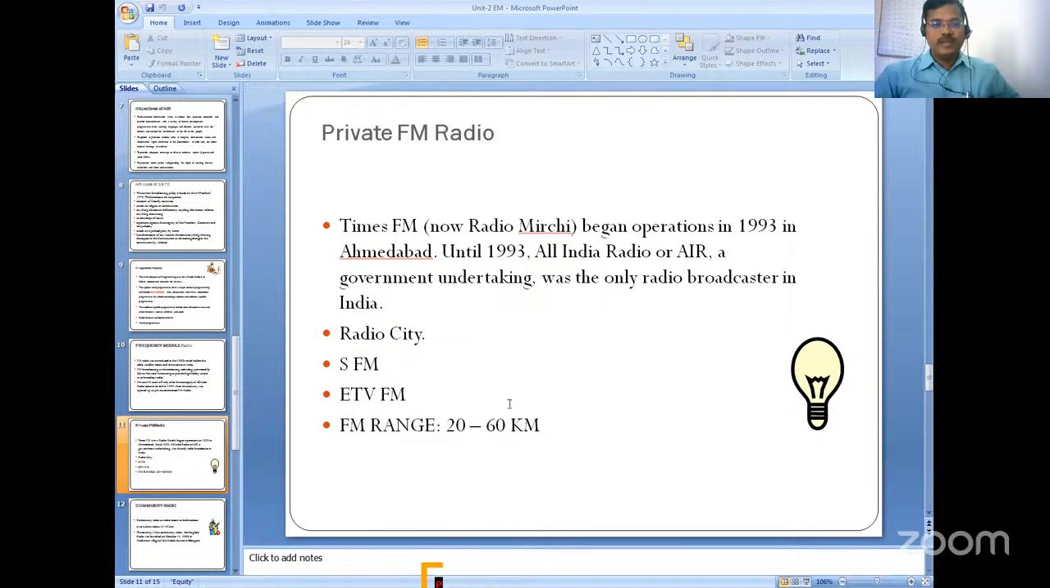We have some FM channels that we are listening to now: Radio City, SFM, ETV FM. The range of the FM channels depends on the city areas, between 20 kilometers and 60 kilometers. In second tier cities like Karimnagar and Ramagundam, there is a 20 kilometer frequency. In mega cities like Hyderabad and Bangalore, there is a 60 kilometer radiation. So the range of FM is between 0 and 60 kilometers.